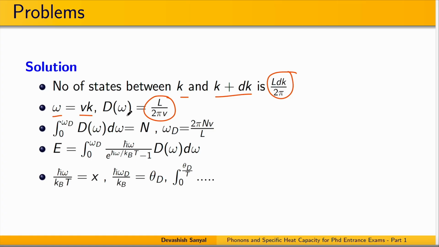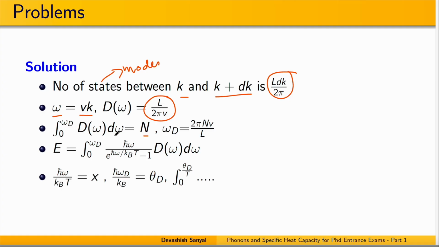So this is the density of modes, the number of modes between k and k plus dk. So here the number of modes expressed in ω will be L by 2πV dω. The total number of modes we know should be equal to the number of sites, that is N.